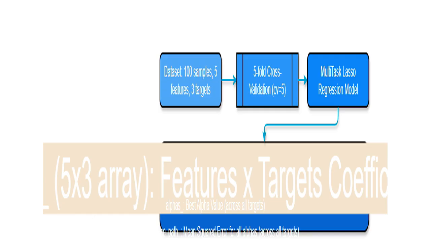This attribute will store the calculated coefficients for my model. I'll have a 5x3 array because there are 5 features and 3 targets. Each element shows how much each feature impacts each target variable. It's going to be a really useful thing for understanding feature importance and predicting new values.